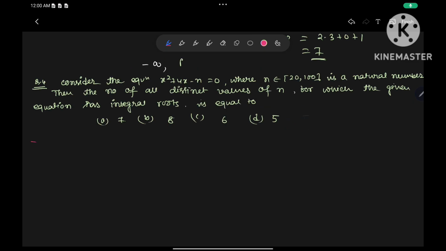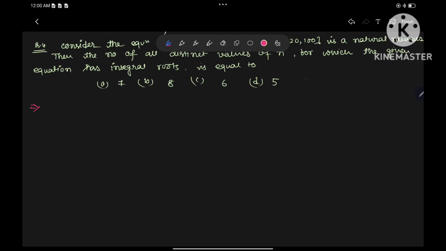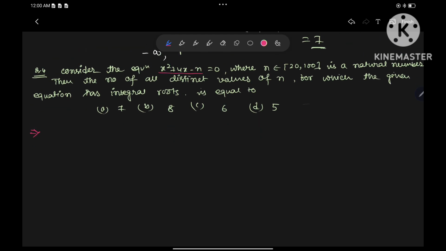This is the next question. Have a look. Consider this equation: x square plus 4x minus n equals 0, where n is a natural number that belongs to the closed interval 20 to 100. We have to find the number of distinct values of n for which the given equation has an integral root. So what is the equation given? x square plus 4x minus n equals 0. Okay, so what are the roots of this equation?